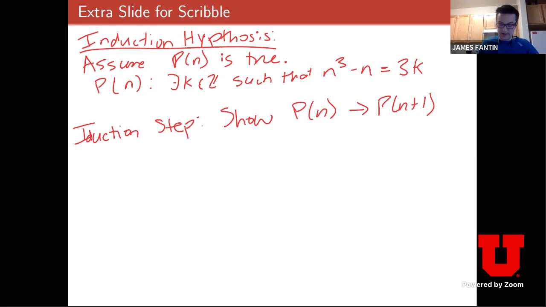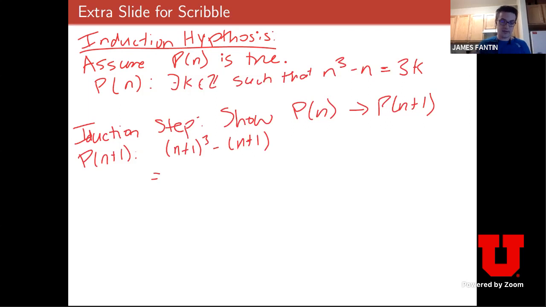So here we've got that we want to show P of n plus 1, that n plus 1 is true. So what does that mean? Well, we need to be able to show that there exists some k such that, in this case, we want n plus 1 cubed minus n plus 1 to be a multiple of 3. So what we want to conclude. So let's go ahead and just write down what n plus 1 cubed minus n plus 1 is.